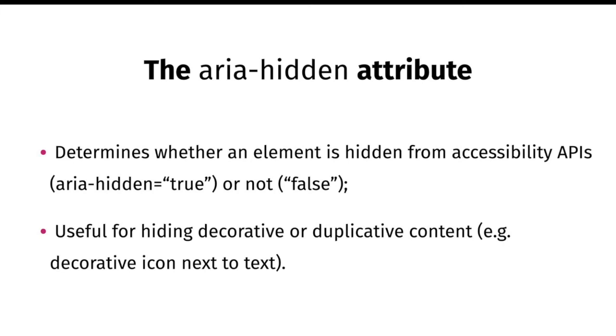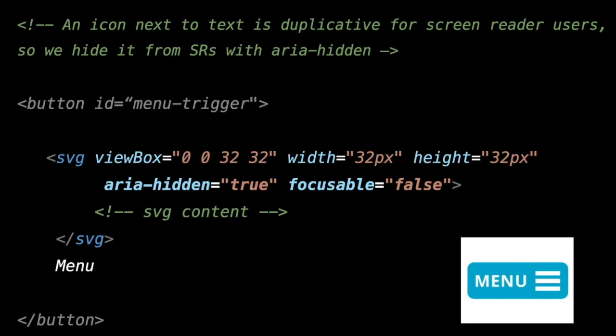When a button already contains a visible text label, the icon sitting next to it becomes irrelevant to screen readers because they already have an accessible name for the button. Of course, that is assuming that the icon and the text label have the same meaning. So, for example, if you have a menu button that has a label and a menu icon, you can hide the icon by setting its aria-hidden value to true.